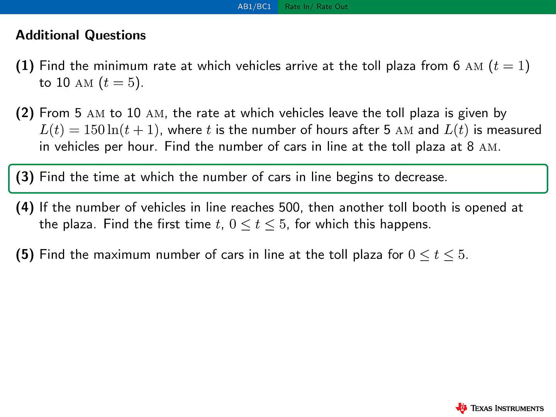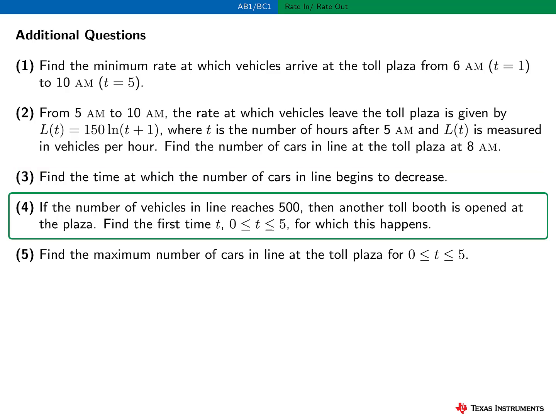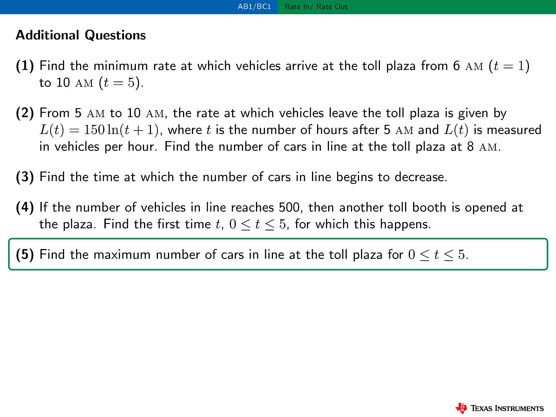Find the time at which the number of cars in line begins to decrease. And if the number of cars in line reaches 500, then another toll booth opens. Find the first time that this occurs. And finally, find the maximum number of cars in line for 0 less than or equal to t less than or equal to 5.